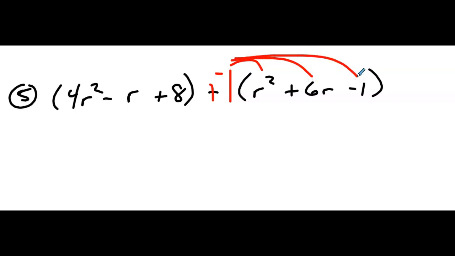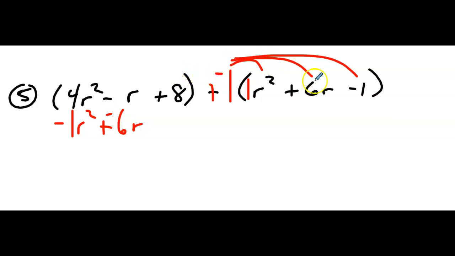And so we can write adding a negative of r squared. The invisible coefficient there is 1, right? So I have negative 1 r squared. Then I'm going to add the opposite of 6r. So I'm going to add negative 6r. I can write that as plus a negative 6r or just minus 6r.